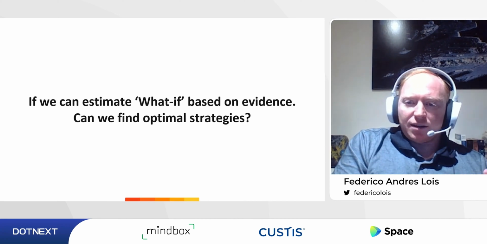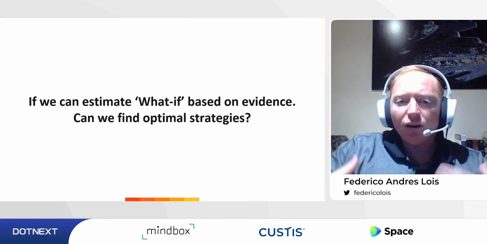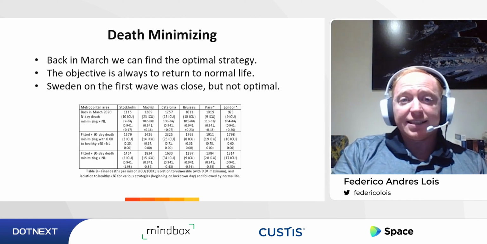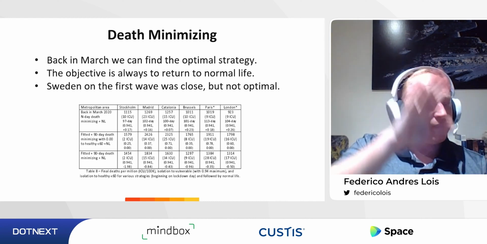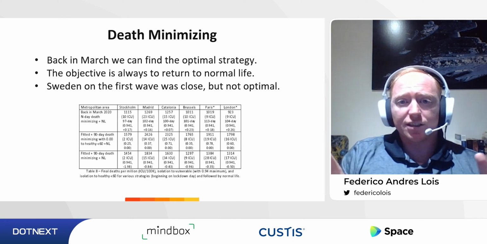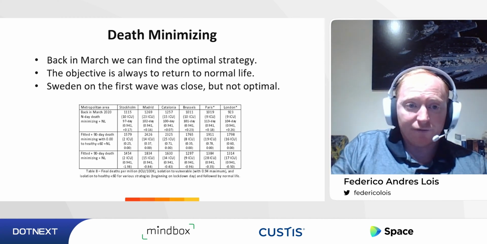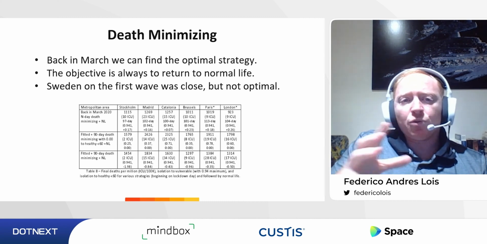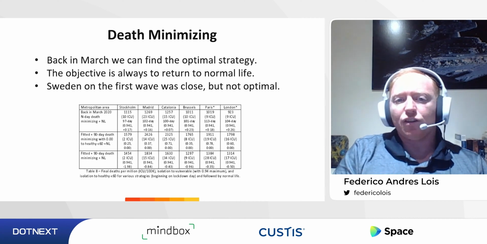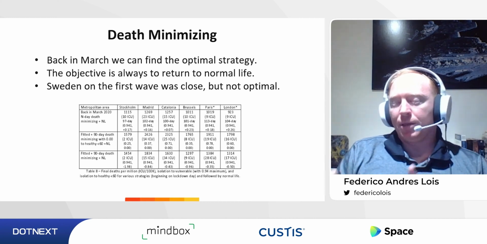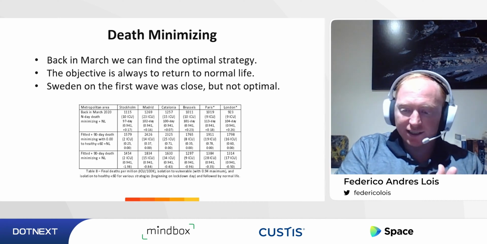So if we can estimate what-if based on evidence, because seroprevalence essentially is evidence, we could ask, can we find optimal strategies? And the thing is, yes, you can, and you can go back to March where the response started. Up to that point, the virus was behaving as is, without any restrictions. And then you can look for optimal strategies. The objective of an optimal strategy is always to return to normal life, right? There's no other objective. That's what we call death-minimizing strategies, and we have done a lot of work regarding that. But essentially, the outcome is that Sweden in the first wave was close but not optimal. That's why they had that second wave, a small second wave.